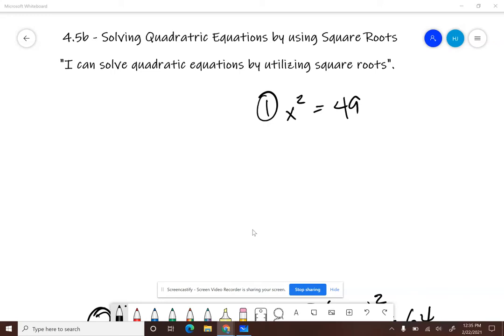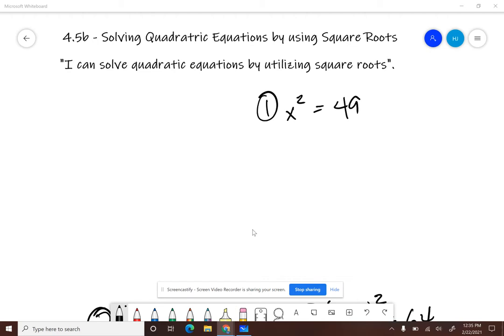All right, guys, we're going to 4.5b, solving quadratic equations by using square roots. And again, the mission pretty much mirrors that statement. I can solve quadratic equations by utilizing square roots. So we're going to actually start with something quite simple today before we get going.